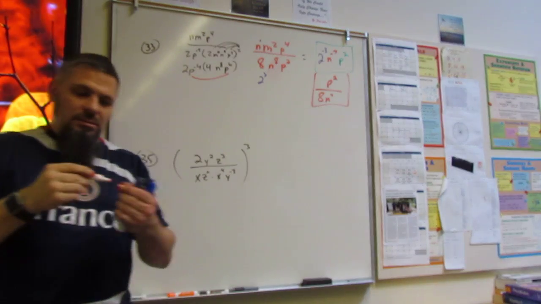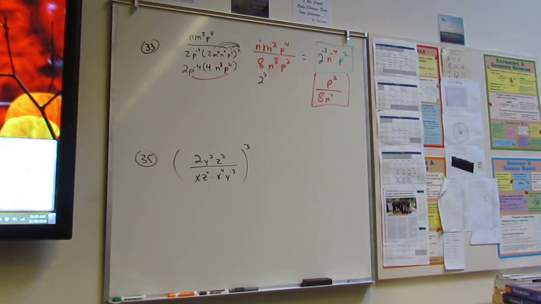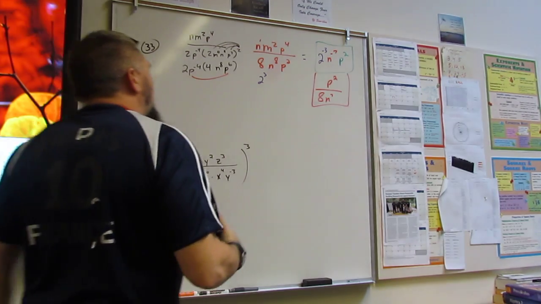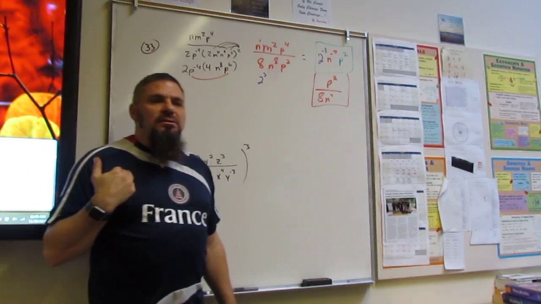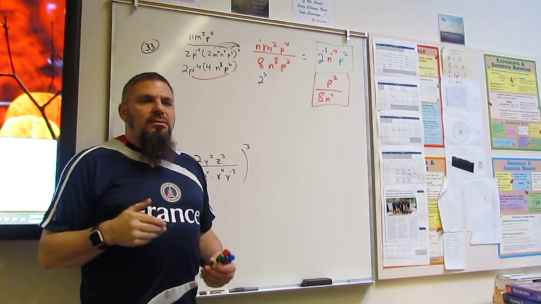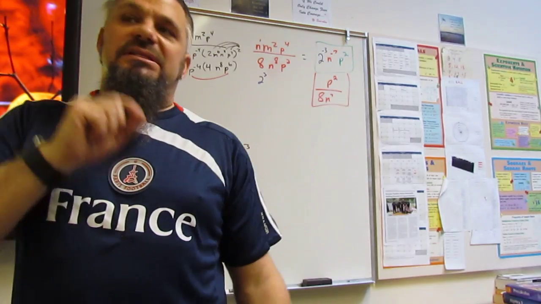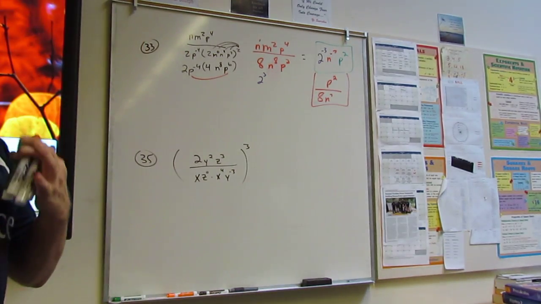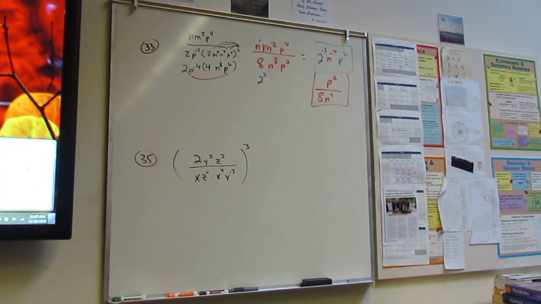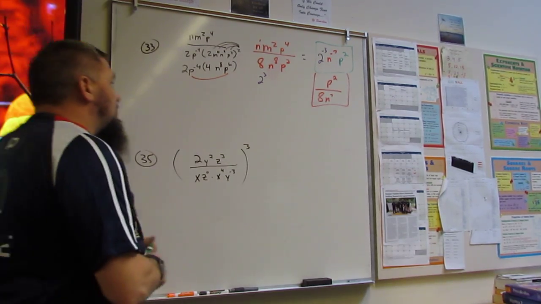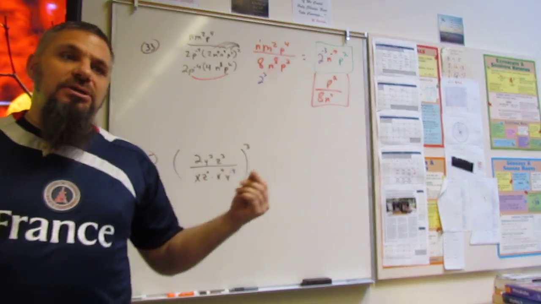Why did you change 8 to 2 to the negative? Well, I could have put 8 to the negative 1 up there if you want. The reason I changed 8 into a power of 2 is because later on in Precalc, we're going to be changing things into powers of 2s, powers of 3s a lot. So you're going to get used to changing 8 to 2 cubed.